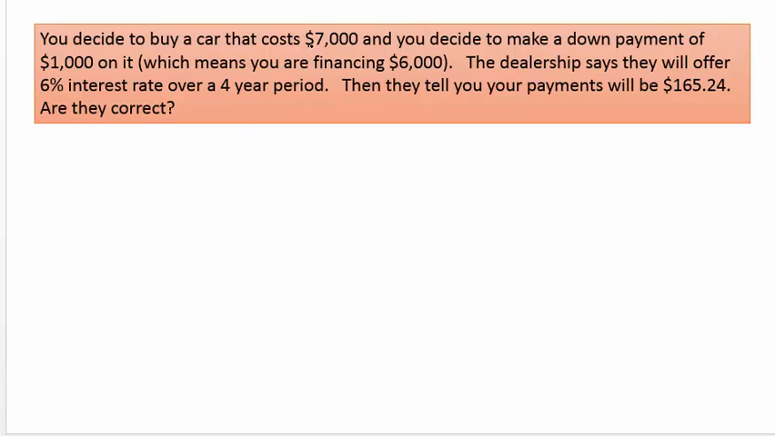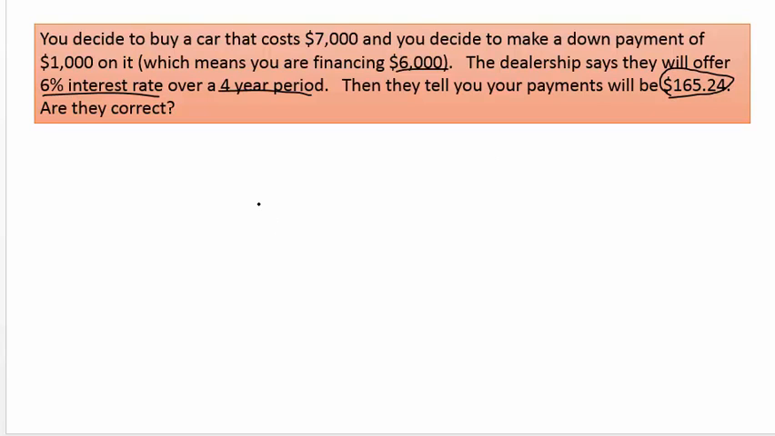All right, now let's talk about buying a car. You decide to buy a car that costs $7,000 and you're going to make a down payment of $1,000 on it, which means you're financing the remainder, which is $6,000. The dealership says they're going to offer you a 6% interest rate over a 4-year period. Then they come back and tell you your payments are going to be $165.24 over 4 years on that used car.